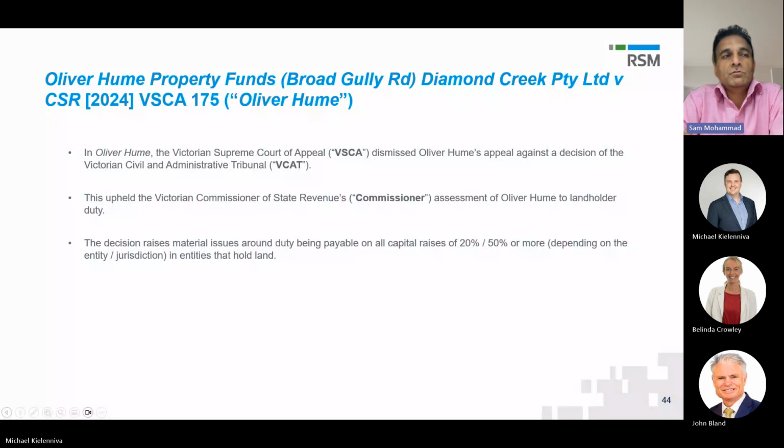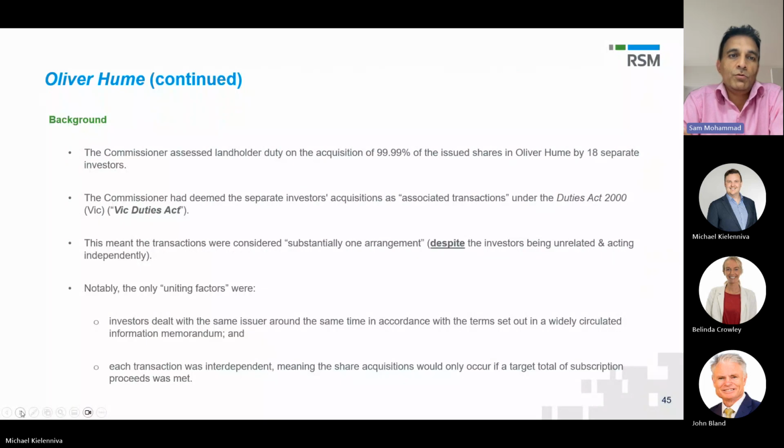In the original tribunal decision, they considered what was relevant was that the information memorandum was sent out at one particular time. So there was, I guess, a unity in terms of the timing of when people were looking at the investment. And then also there was a deadline of the investment itself. There was a single purpose, which was for, I guess, a single development of the property.